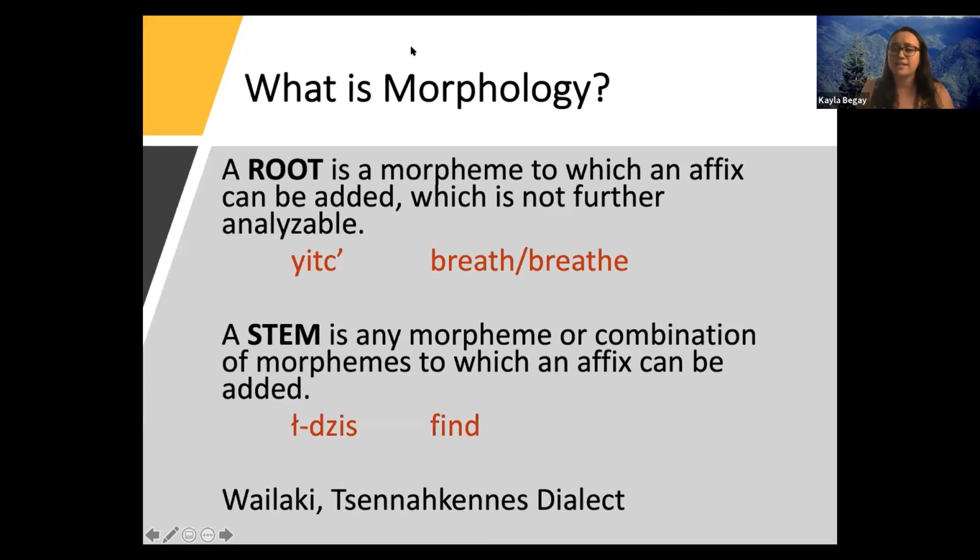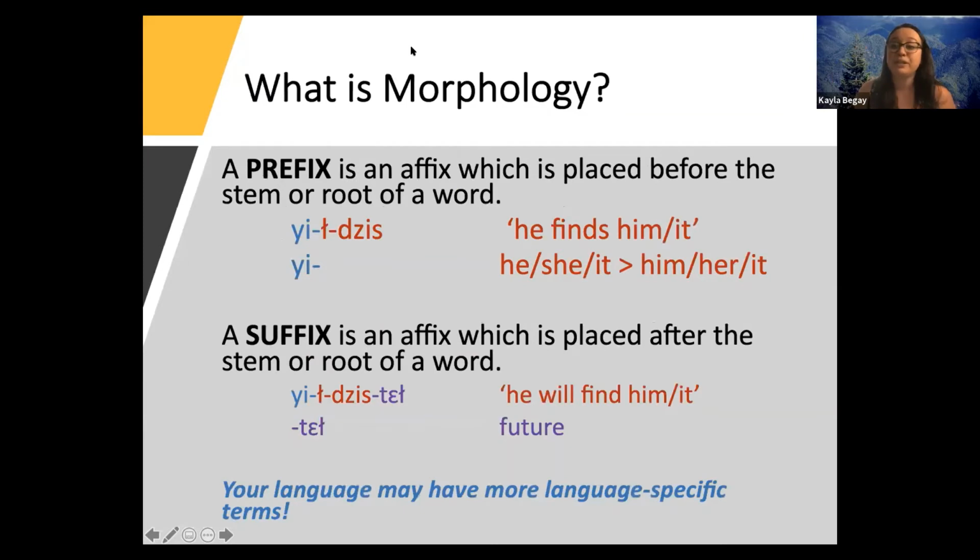So I'm going to call that a stem because it requires two morphemes, and then from there I get all these other parts that get added to it. So basically a stem can be a root plus one morpheme or so. A prefix is an affix which is placed before the stem or root of a word. What's an affix? Well, it's anything affixing or attaching to the root or stem.